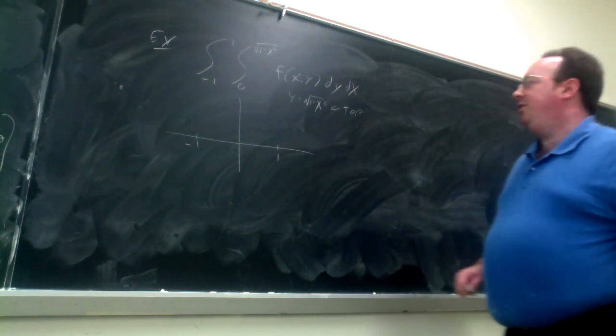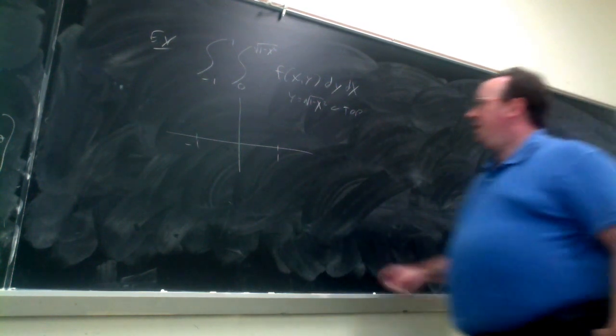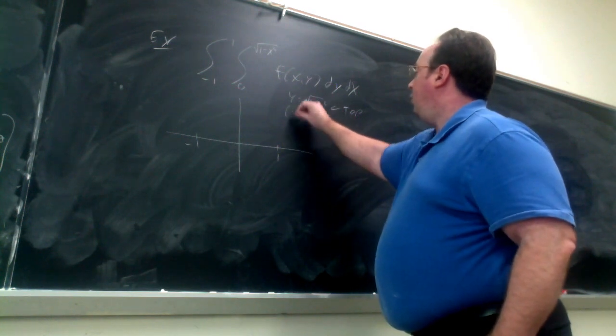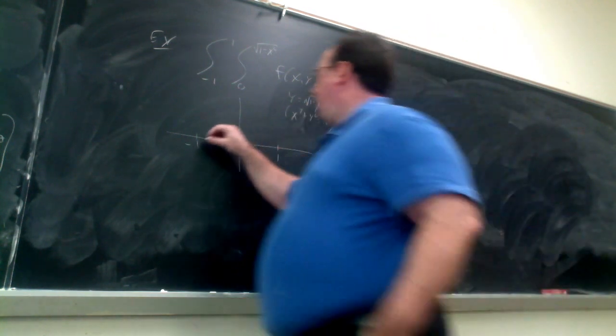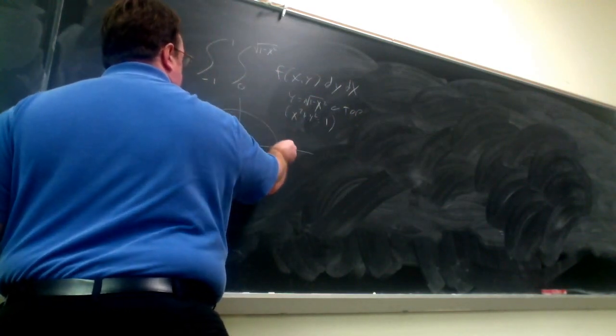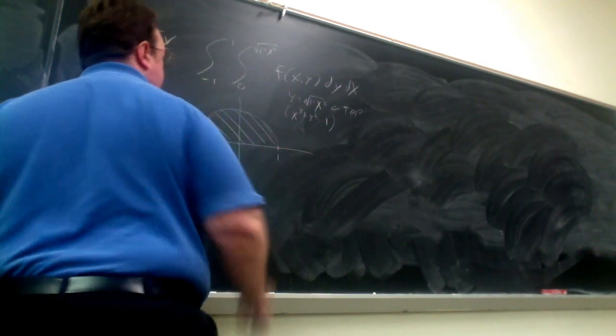You might recognize it more easily if you squared both sides and rearranged. It is a circle, because this is the same as x squared plus y squared is equal to 1. So because we're starting from y equals 0 for the bottom boundary, we just have the top half of the unit circle.